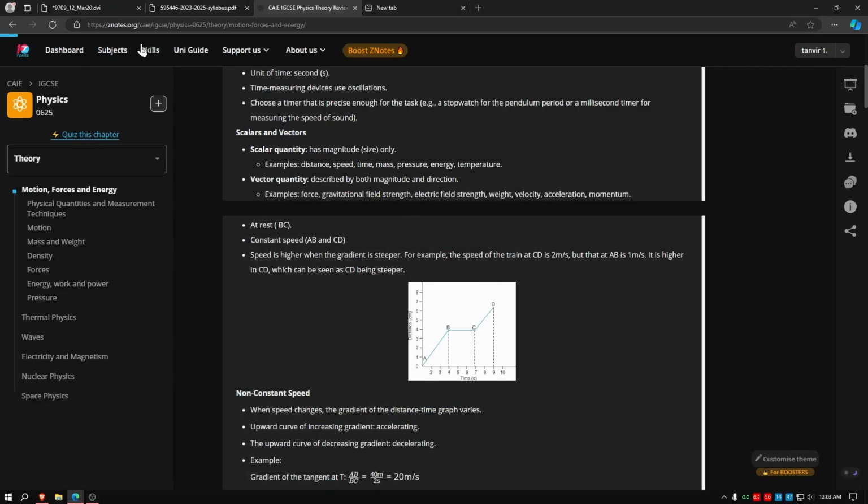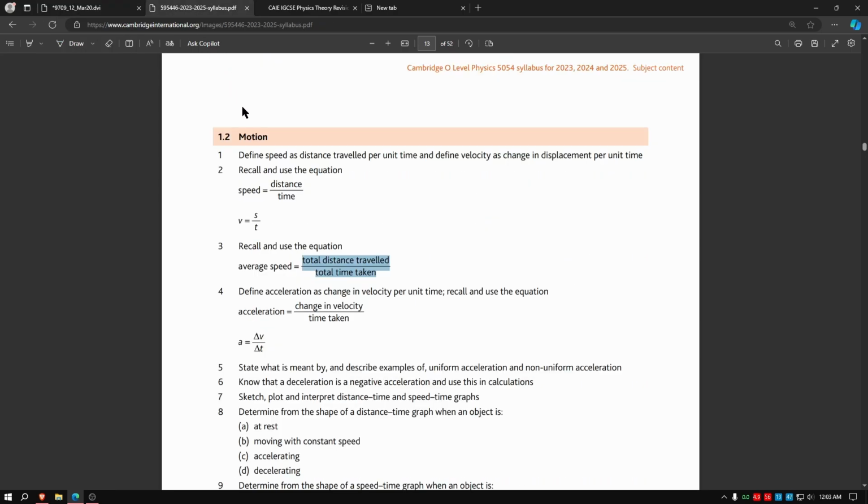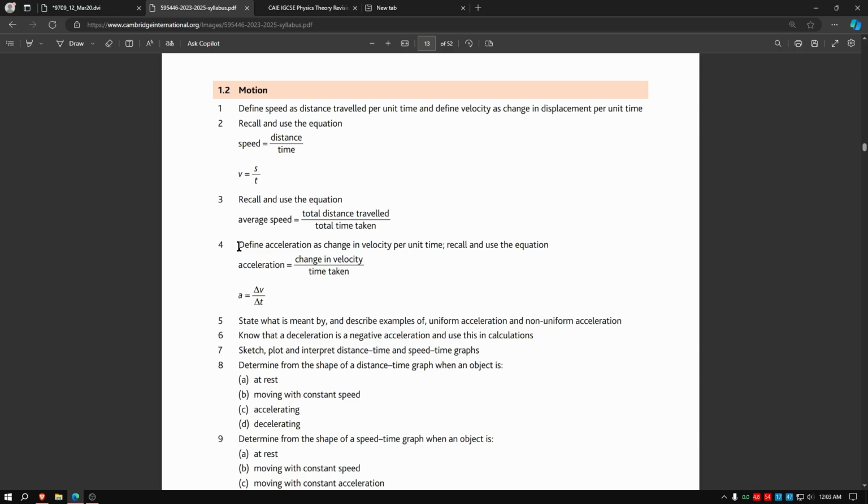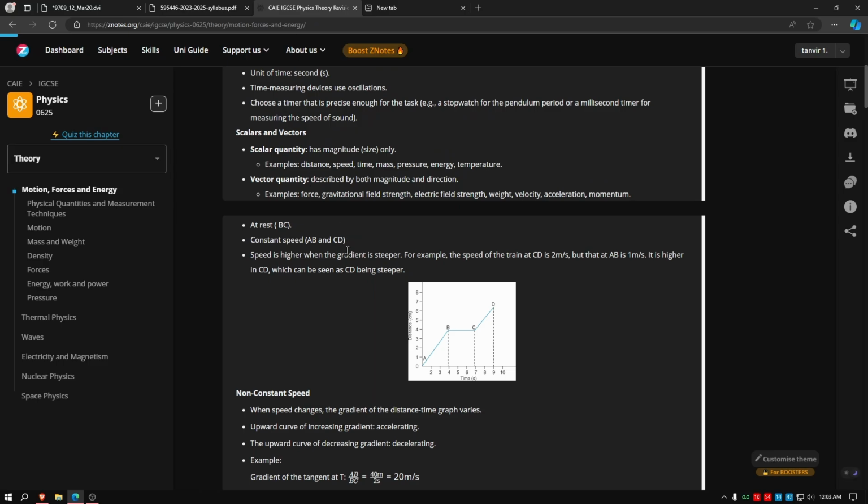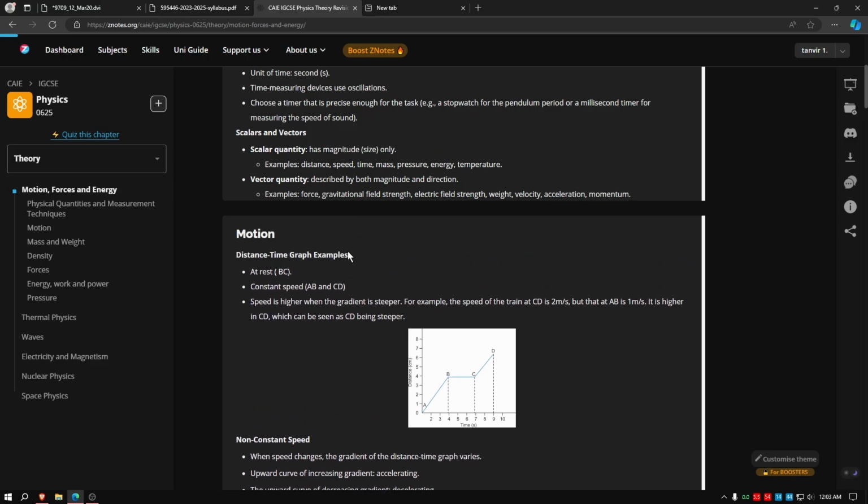Okay, so now, once you start doing the question paper, this one will make sense a bit more. But remember this one and this one, right? Almost the same thing. Then number 4, define deceleration as change in velocity per unit time. Okay, so acceleration comes in. So we'll take a look at the notes before that.